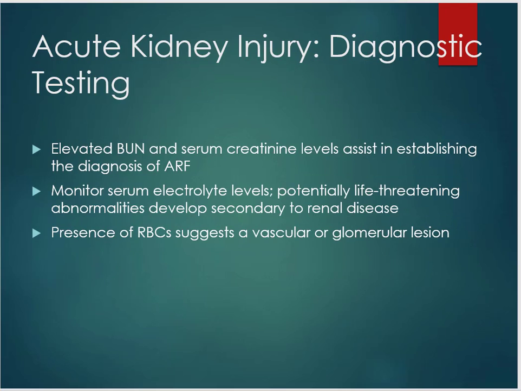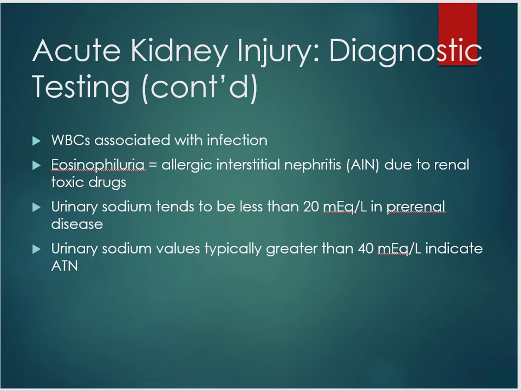Diagnostic tests include BUN and creatinine, which will establish the diagnosis of renal failure. It's important to assess electrolytes as they can be life-threatening as they develop secondary to renal disease. And then the presence of RBCs suggests a vascular or glomerular lesion. We know that WBCs will be associated with infection. Elevation in your eosinophils indicates an allergic interstitial nephritis due to renal toxic drugs.